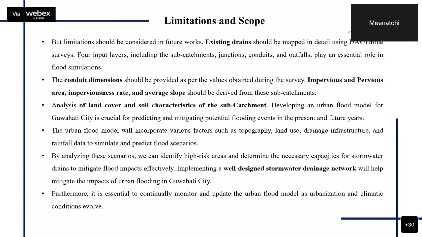We are proposing that by analyzing the scenarios, we can identify high-risk areas and determine the necessary capacities for stormwater drains to mitigate flood impacts. A well-designed stormwater drain network will help to mitigate the impacts of urban flooding in Guwahati. And as I mentioned, it is essential to continually monitor and update the urban flood model as urbanization and climatic conditions evolve.